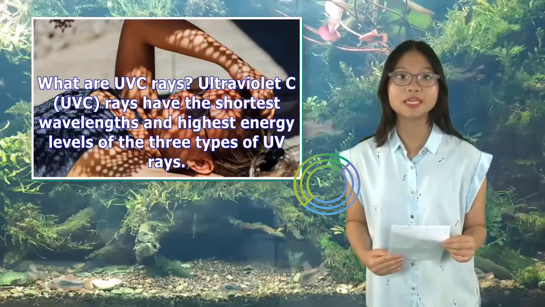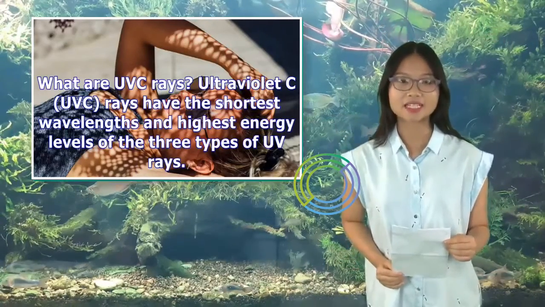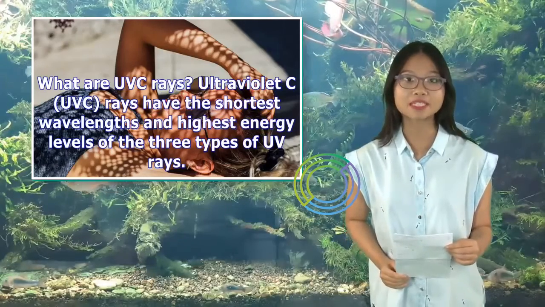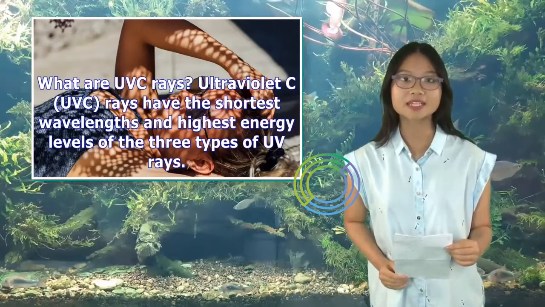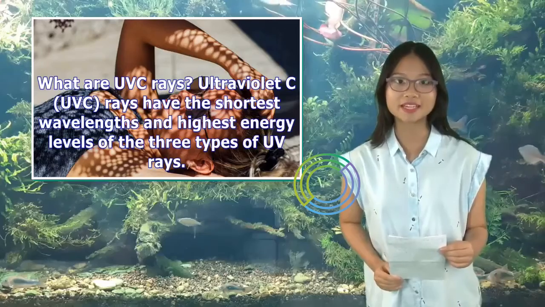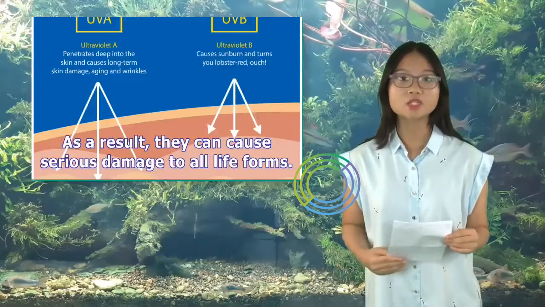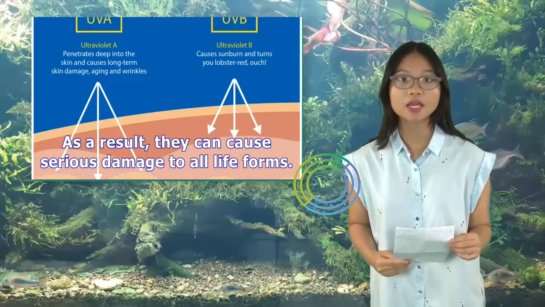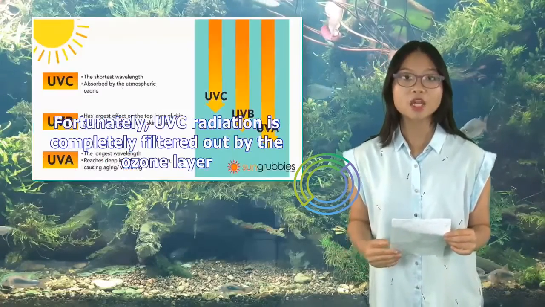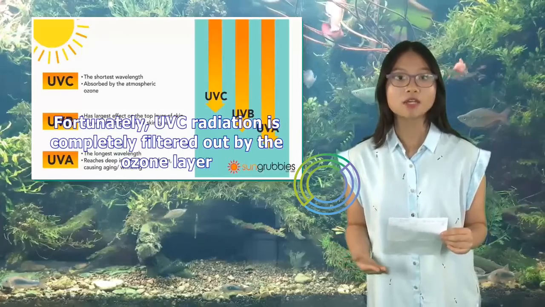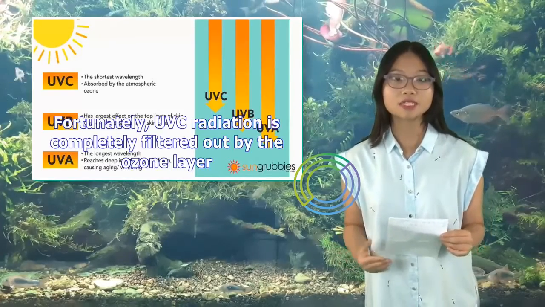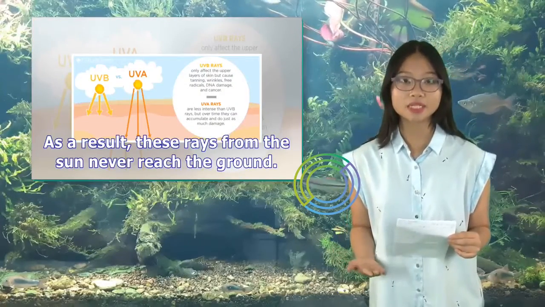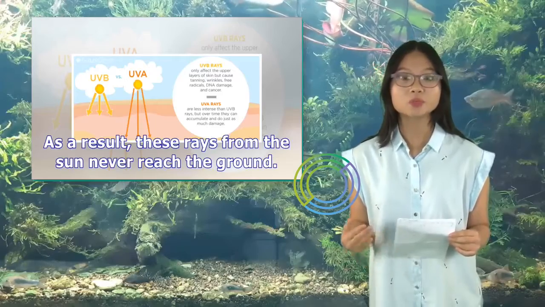What are UVC rays? Ultraviolet C, UVC, rays have the shortest wavelengths and highest energy levels of the three types of UV rays. As a result, they can cause serious damage to all life forms. Fortunately, UVC radiation is completely filtered out by the ozone layer. As a result, these rays from the sun never reach the ground.